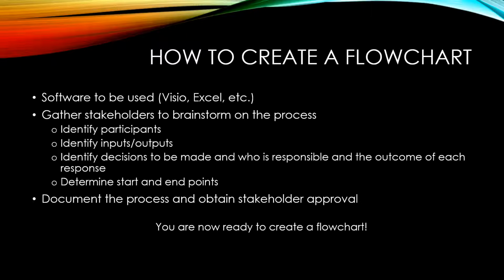So first, identify your participants. Identify your inputs and outputs. Identify the decisions that need to be made, and who needs to make those decisions, and then what happens based on the answer. After the brainstorming session, document the process in writing and linking each activity and run it by the stakeholders for review and approval. Once you have your approval, you are ready to create your flowchart.